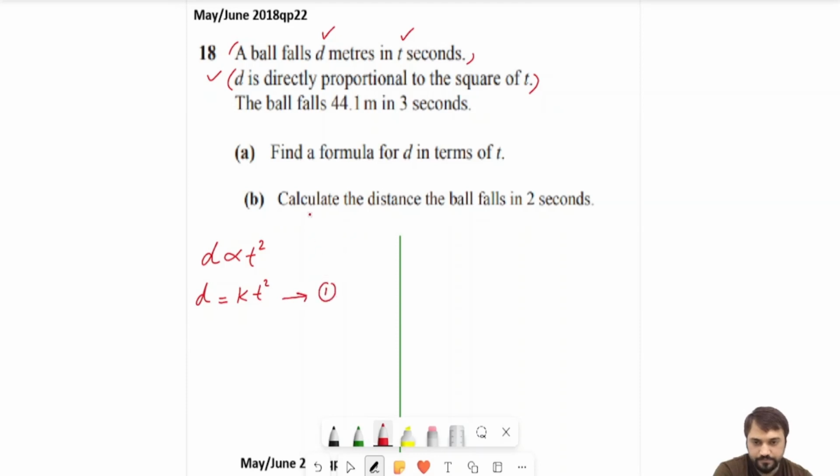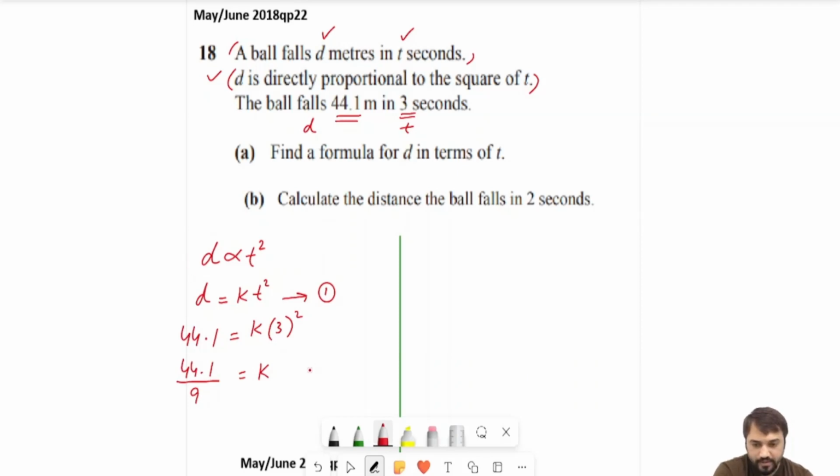Our first equation. The ball falls 44.1 meters in 3 seconds. This is our t and this is the value of d, the distance. Now we are going to put the value of d and t in 1 in order to get the value of k. 44.1 is equal to k into 3 square. 44.1 divided by 9, why? Because 3 square is equal to 9. 9 is multiplying by k, when it moves, it will divide. So the value of k is equal to 44.1 over 9 and I'm going to solve it.